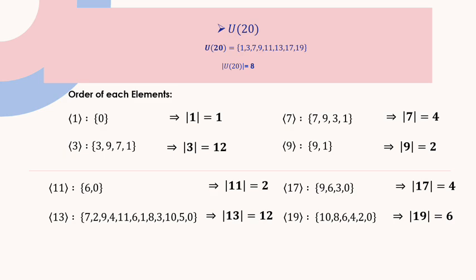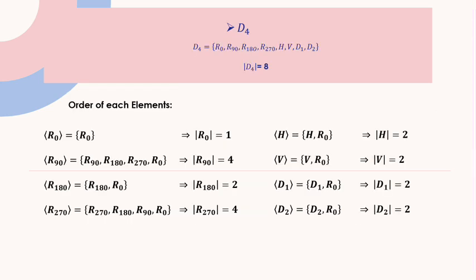For number 17, the elements under number 17 mod 20 is equal to 4. For number 19, the elements under number 19 mod 20 are 10, 8, 6, 4, 2, and 0. Therefore, the order of number 19 mod 20 is equal to 6. Now, let's proceed to another page.